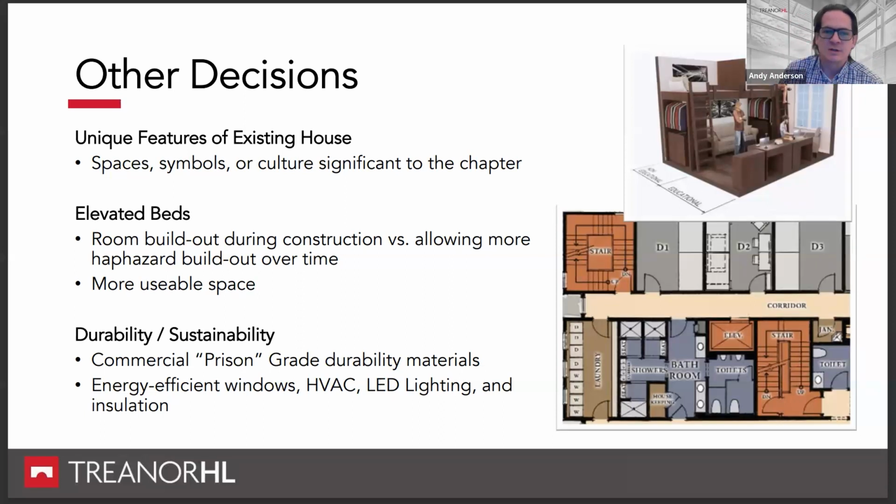And lastly, I talked about this earlier. Fraternities really should be designed prison grade quality, because as we all know, chapters and members are notoriously brutal to fraternity houses, and it's hard for them to stand up to the test of time. And so we help you in selecting those very durable materials where they're necessary to help resist some of that wear and tear. And finally, energy efficient windows, HVAC, LED lighting, and insulation, all those things help make the house more comfortable, but also reduce your energy costs over time and make the house more energy efficient. All right, keep going.